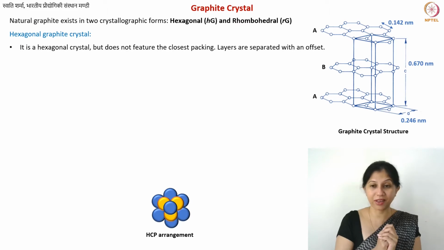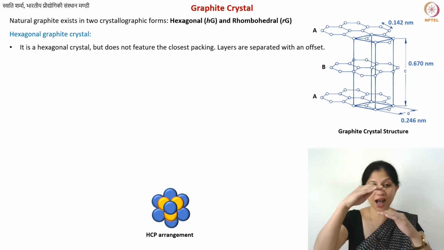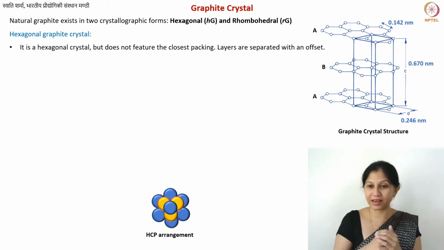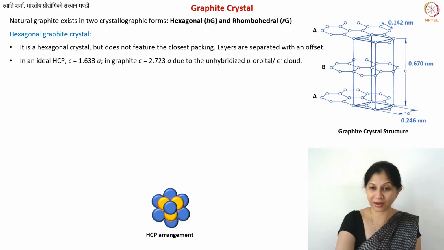Everything in graphite is caused by the unhybridized p orbital and the electron in that unhybridized orbital, because that electron forms a cloud, it is delocalized, it does all kinds of funny things. Because of that electron, you have the clouds of both of these layers, so there is a little bit of gap. It's not the closest packing, and that is why you don't call the graphite structure an HCP structure. You just call it a hexagonal crystal.